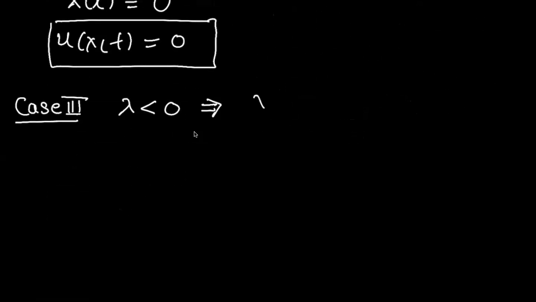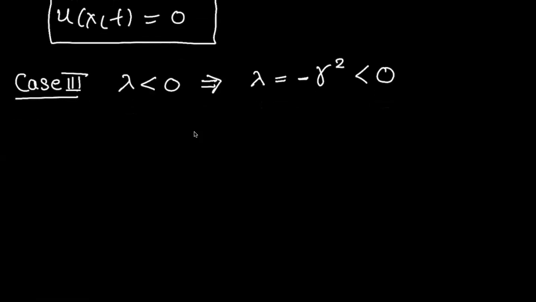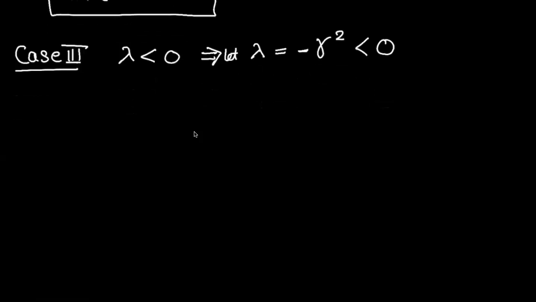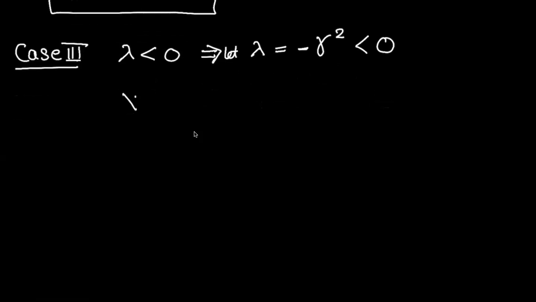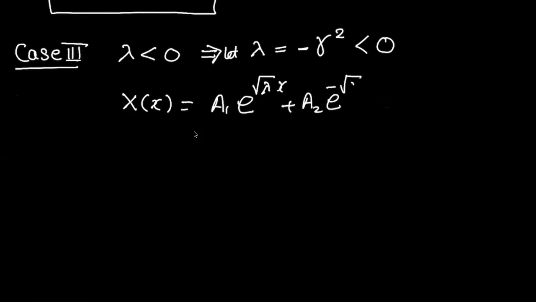What I can do is say, let's suppose lambda is equal to minus gamma square. Just use this way so that you can do this calculation easily, because this number is going to be strictly negative. It's the square of some number. It doesn't matter what gamma is, the square of that number, then there is a negative sign, so it's going to be negative. So I just use that one. Then we have a solution X(x) is equal to a1 e raised to the power square root of lambda x plus a2 e raised to the power minus square root of lambda x.